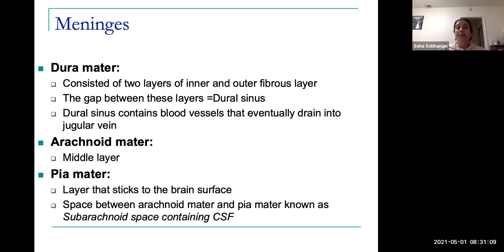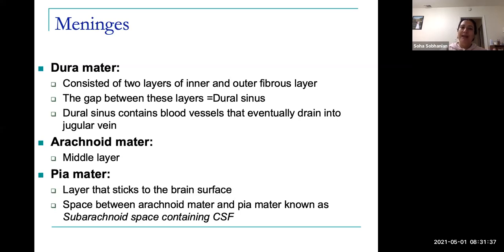So if somebody has some sort of trauma that causes the skull to be damaged, that skull can get pushed into the dura mater, cause damage to these blood vessels, and cause internal bleeding into the brain, which is something that we don't want to have. And it's basically called a hematoma, right? A hematoma is bleeding into, in this case, your brain.